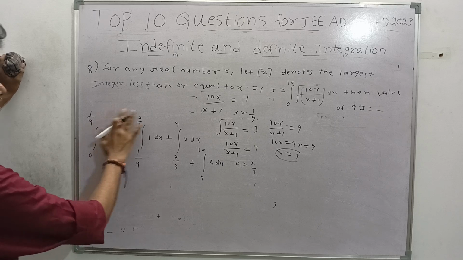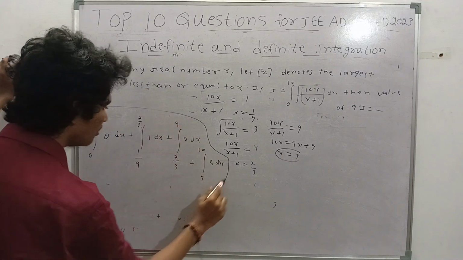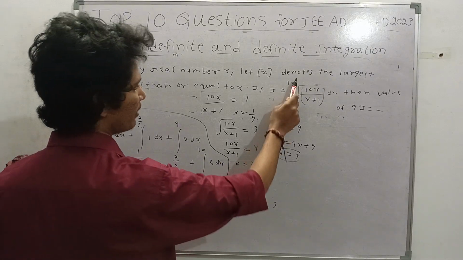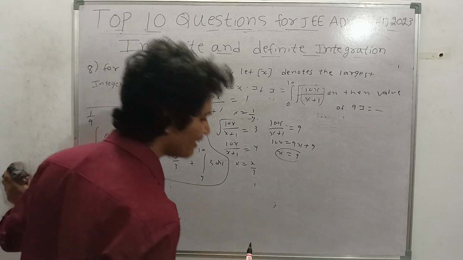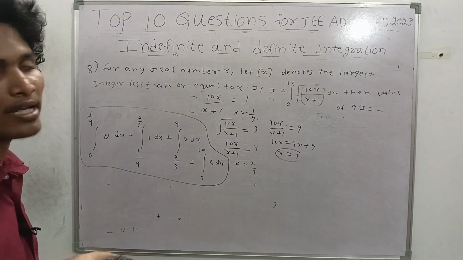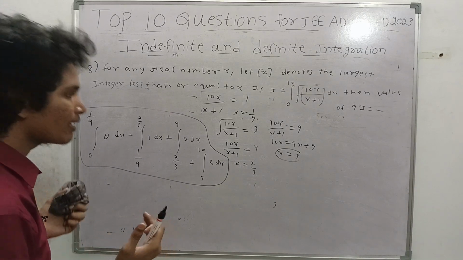Now see carefully, guys. Why did I write it like this? What is the main purpose behind this equation? Think about it once. Here they have given 0 to 10, but within 0 to 10 this function is changing its values irrespective of x. So we have to break the limit in such a way that you can calculate the answer.